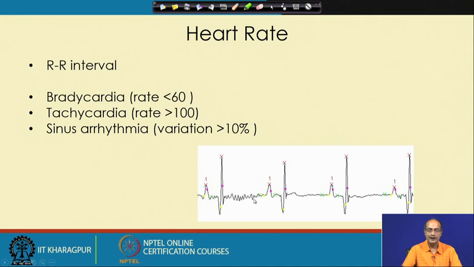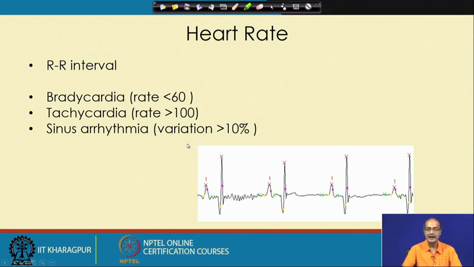So, the heart rate should not go above 100, but in the case of sports persons, who have the capacity to work at higher efficiency, the pump efficiency is better, and for them this rate could be below 60, and that is normal.